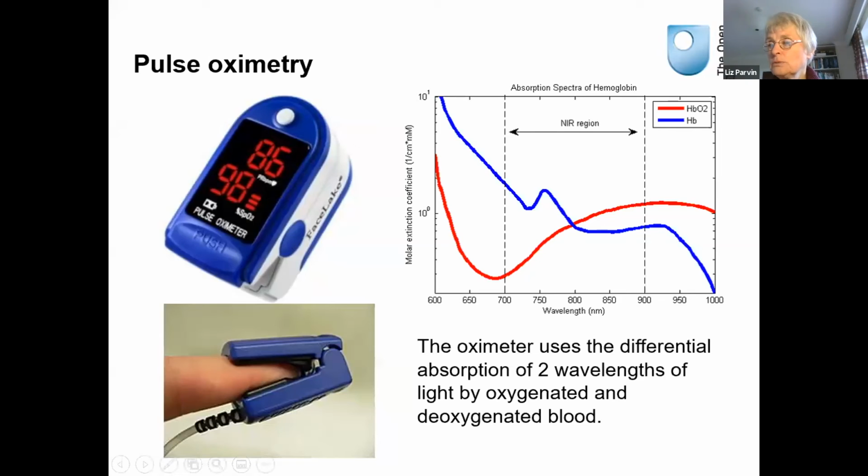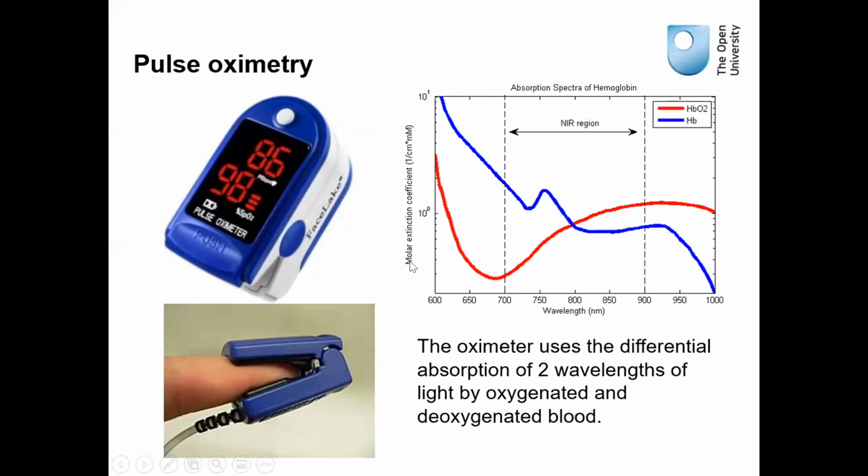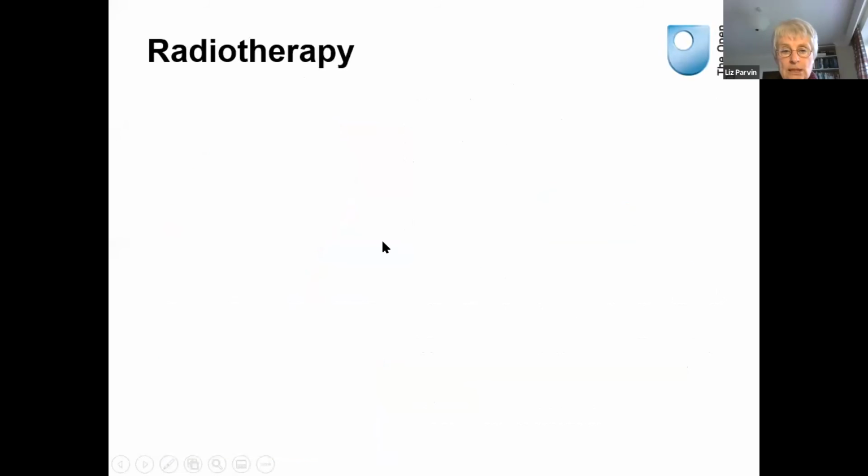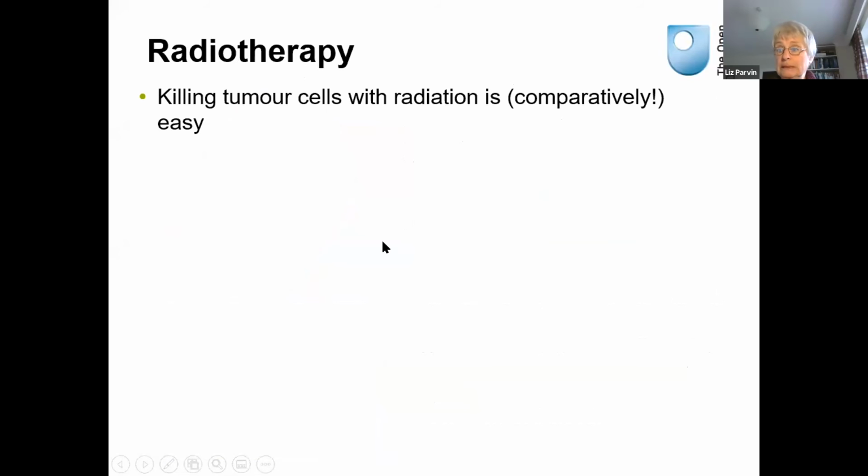So this little device will come up here with a reading saying you've got 98% oxygenation, which is good. It will also at the same time come up with a pulse. But it's all based on some very simple physics, just simply on the absorption of infrared and red light. So I think I've got a little time to say a bit about treatment now.